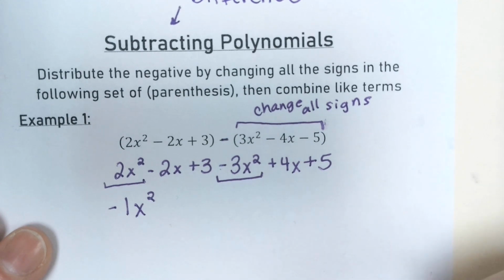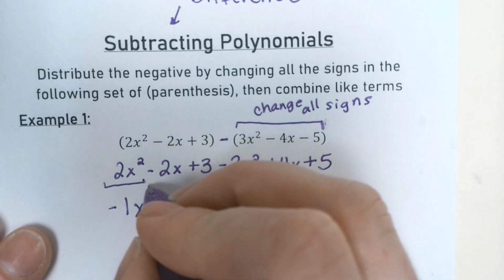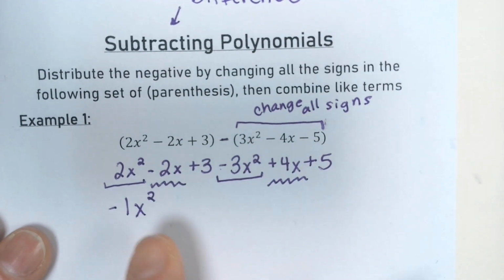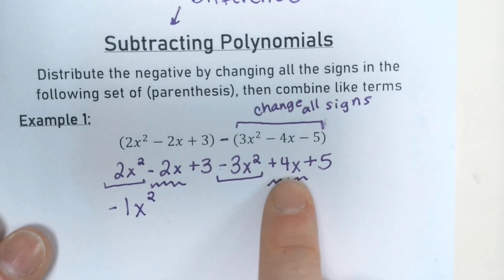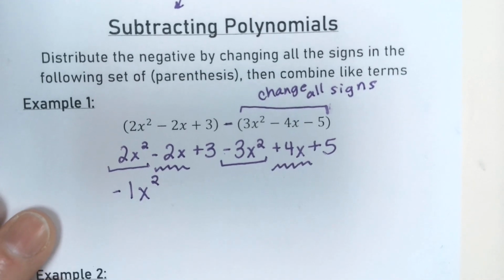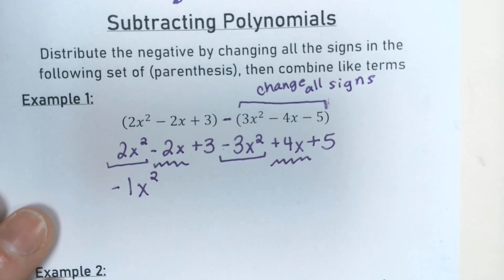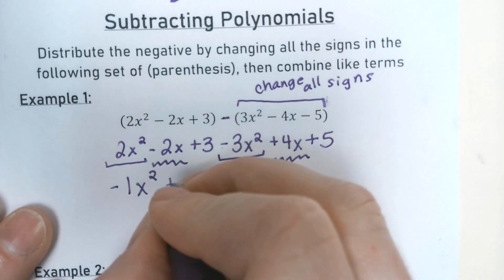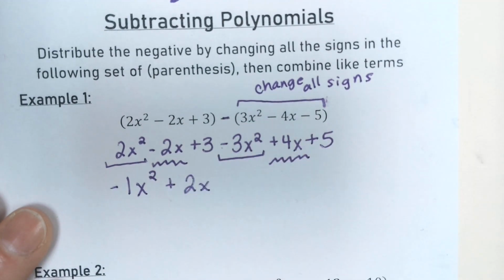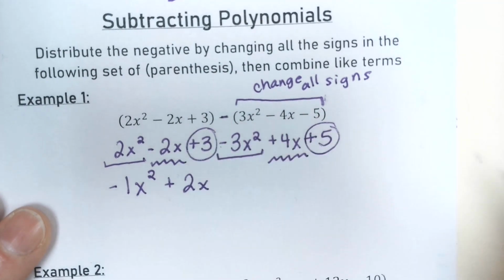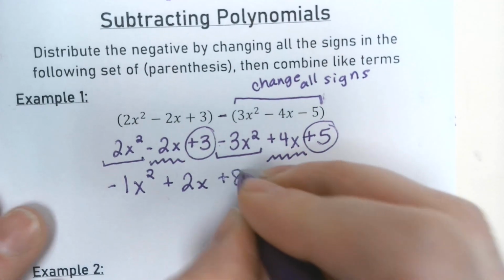Then we have x to the first power, or just x. I'm going to put little squigglies under those. Now I have -2 plus 4. Put that in the calculator if you don't know. -2 plus 4. It's a positive 2x. And then what's left? Just our constants. So we have a positive 3 and a positive 5. 8.